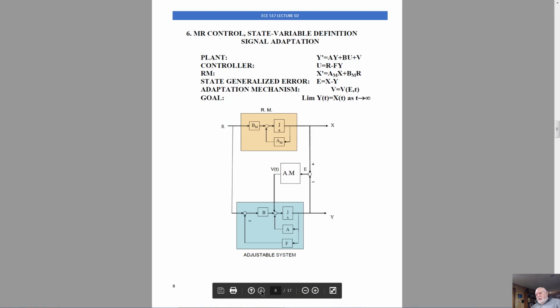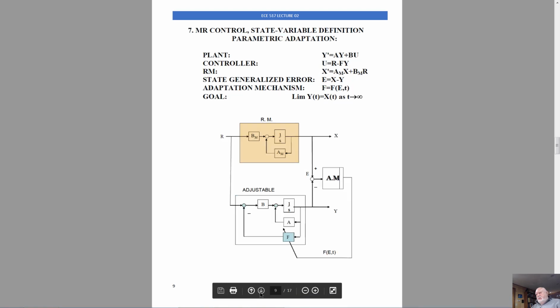We will consider now a similar system, but this time it will be a parametric adaptation. Look at the diagram. This is the reference model that represents the desired system dynamics. It most likely is a simulator in the flight control computer, for example. The adjustable system includes the real physical controlled plant and the state variable controller. Now, this symbol implies that controller matrix F could be tuned, could be changed in time.